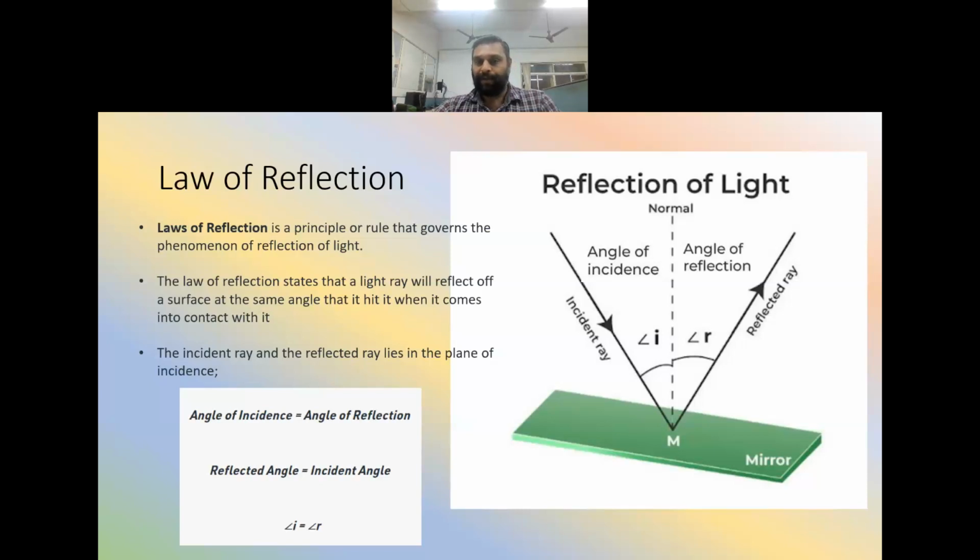Here we can see an incident ray incident on a mirror, and with respect to the normal it makes an angle I, which is called the angle of incidence, and the reflected ray makes an angle R, which is called the angle of reflection. Those two will always be the same.